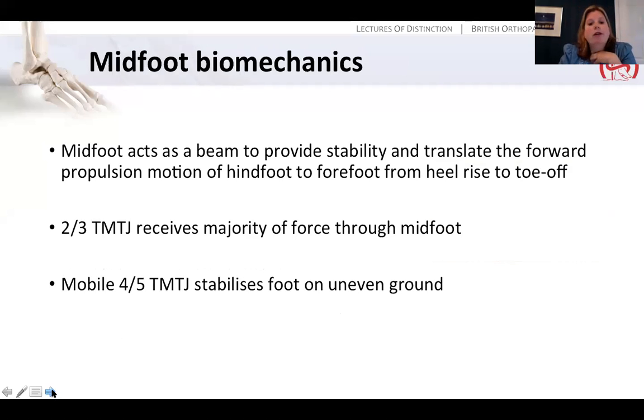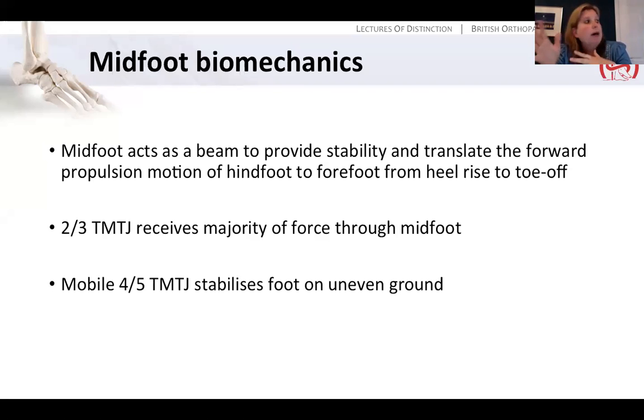So the midfoot is important because it's a very stable aspect of the foot, and it acts as a beam and provides stability and translates the forward propulsion motion of the hindfoot to the forefoot from heel rise to toe off. The second and third tarsometatarsal joint gets the majority of the force through the midfoot, and unsurprisingly, it's the most common area to get arthritis within the midfoot.